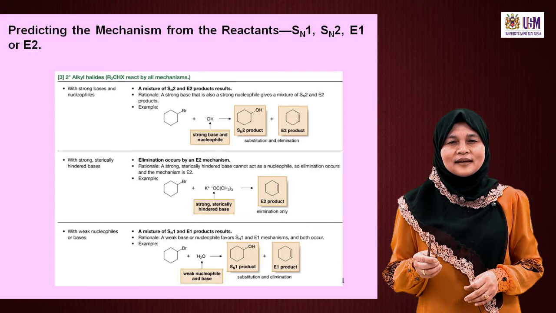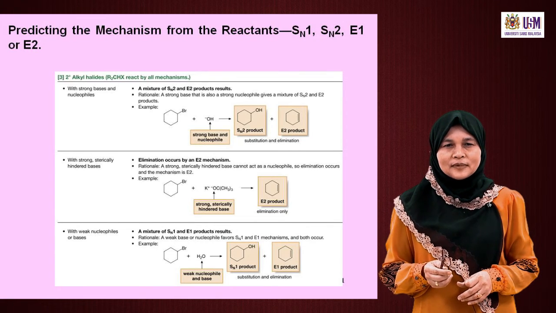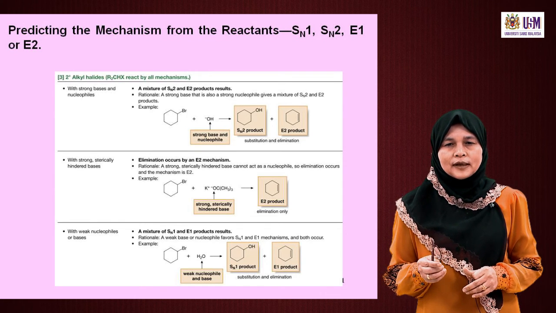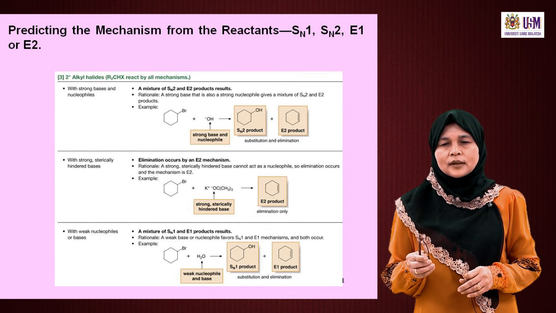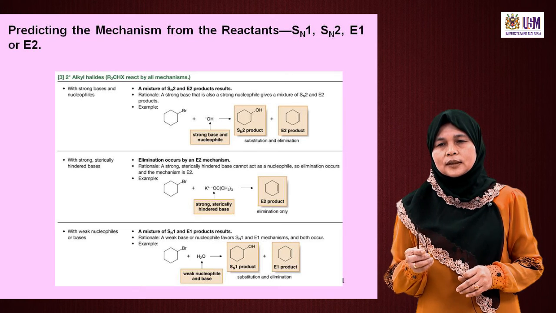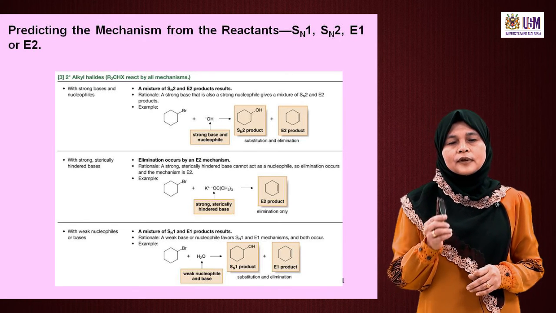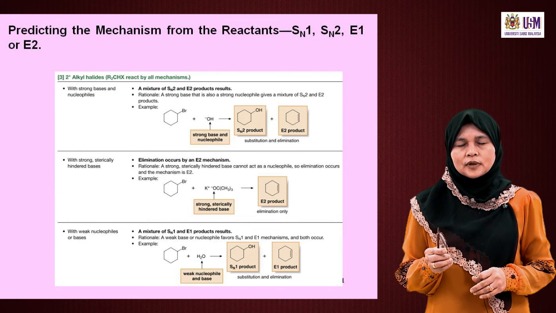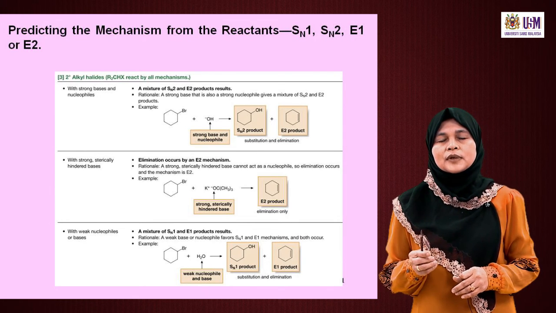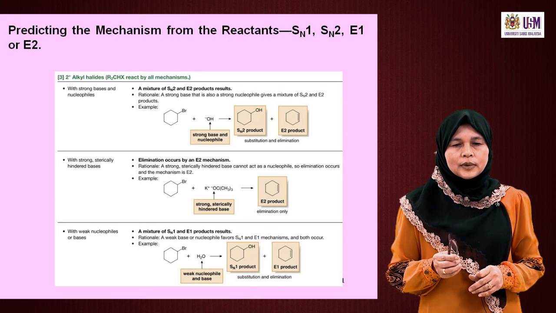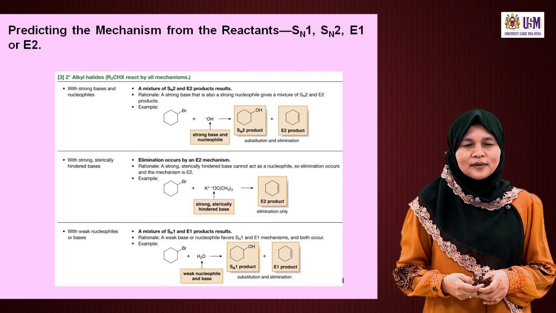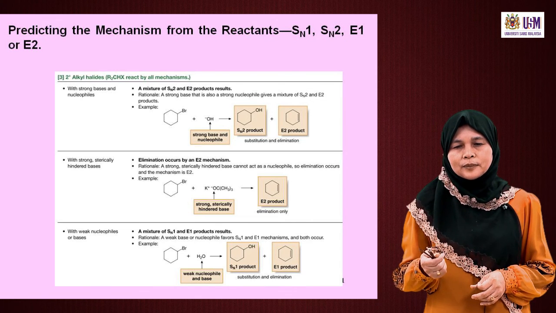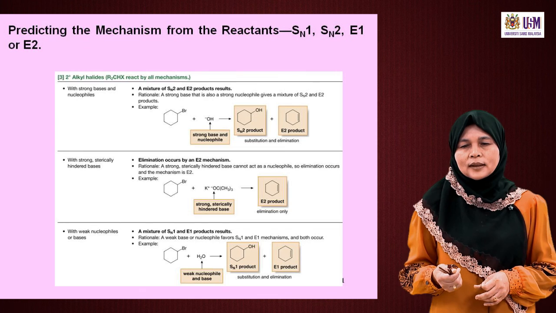Secondary alkyl halides react by all mechanisms. For example, the first reaction, with strong bases and nucleophiles, produces two products, which are the SN2 product and the E2 product. But for strong sterically hindered bases, it produces only the elimination product, which is the E2 product. But with weak nucleophiles or bases, it produces a mixture of SN1 and E1 products.